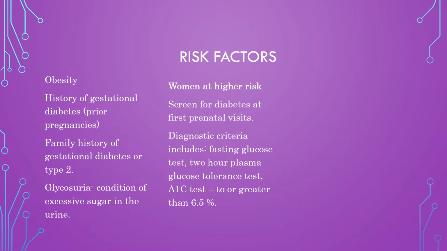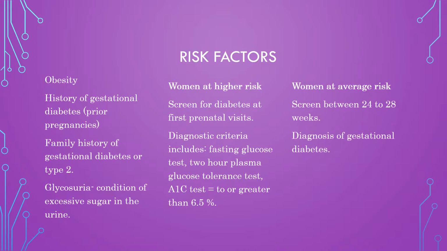Women at higher risk should be screened for diabetes at the first prenatal visit. Diagnostic criteria include a fasting glucose test, a 2-hour plasma glucose tolerance test, and an A1C test of greater than 6.5%. Women at average risk should be screened between 24 and 28 weeks. Diagnosis of gestational diabetes.